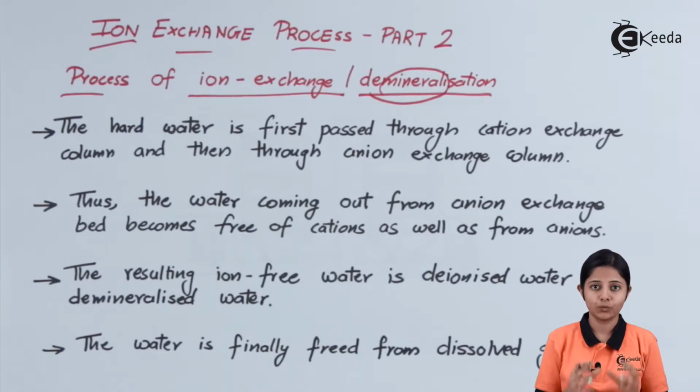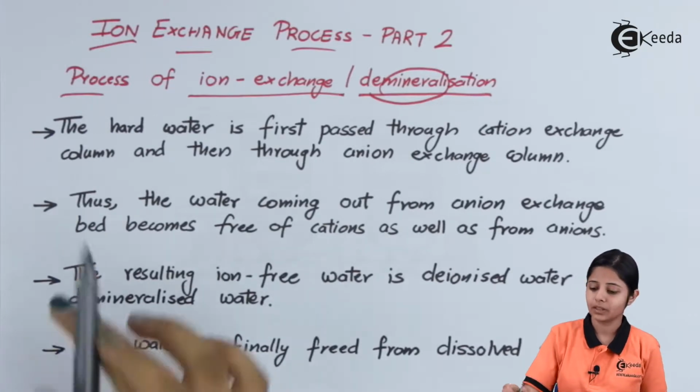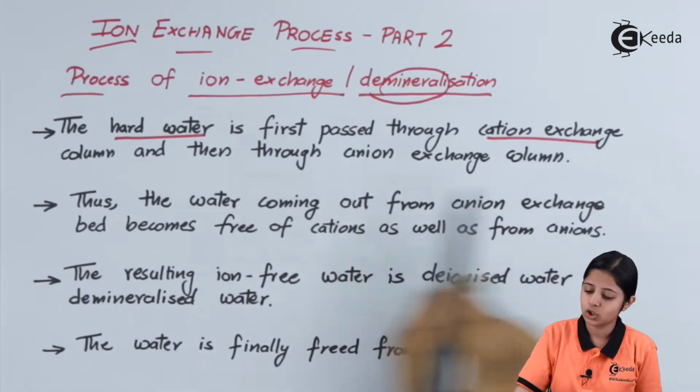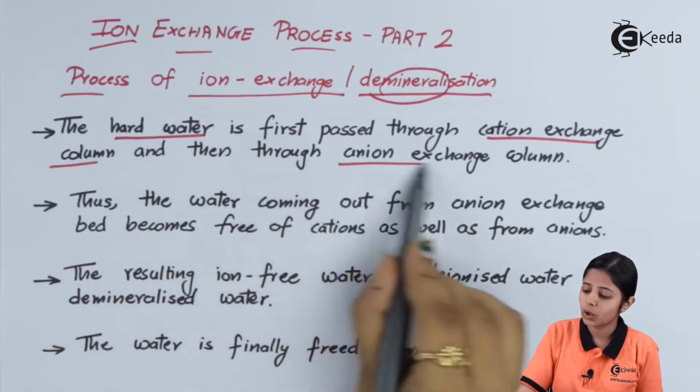Now, if I have soft water and I add certain minerals inside it, those minerals will get converted into ions because they will dissociate in water. These ions lead to hardness of water. If I remove all the minerals present in the water, then all the hardness of the water will be gone, and that we are going to do in this ion exchange process. The hard water is first passed through a cation exchange column and then through an anion exchange column.